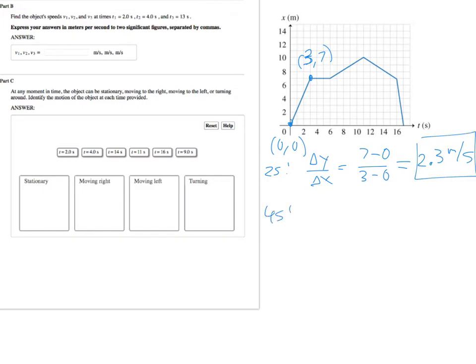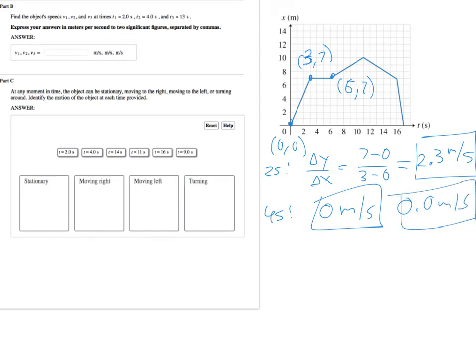Moving on to 4 seconds. So we're looking right in here. We see that that is a horizontal line. Right, our point here would be 6, 7. Right, so we could calculate it, or we could just know that it's 0 meters per second. To 2 sig figs, it would be 0.0 meters per second, and that's what they want. So we'll stick with 2 sig figs.